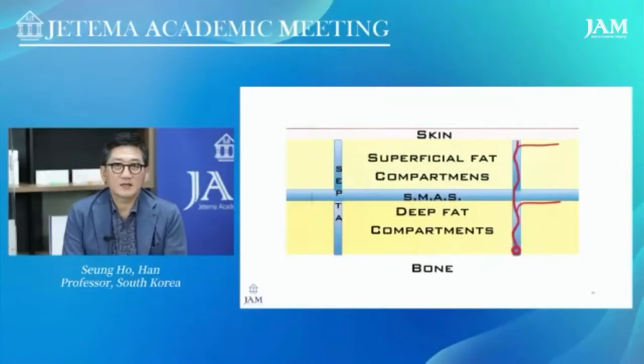Especially, the nerves and vessels can use them as a major route for the transition from the deep to the superficial, from layer 4 to layer 2.